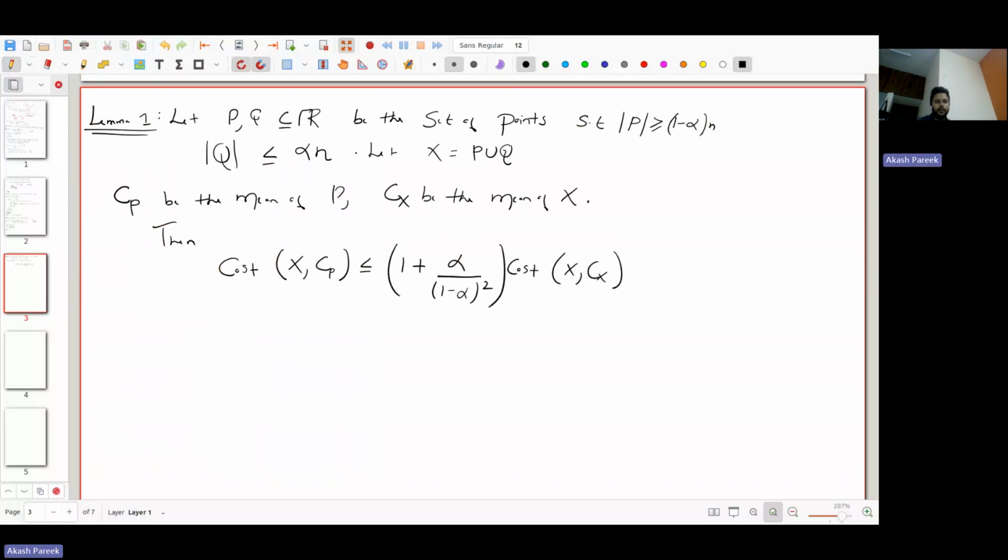So what this lemma actually says is the following: for X, CX is the optimal mean or the optimal cluster point, right? And CP is some approximate point, because it contains a lot of points, a 1 minus alpha fraction of the points. So if I just take CP to be my mean with respect to X, then I can show that I am not very far away from the optimal mean or from the optimal cost. It is just a (1 plus alpha) by (1 minus alpha) whole square factor away. So let's prove this thing.